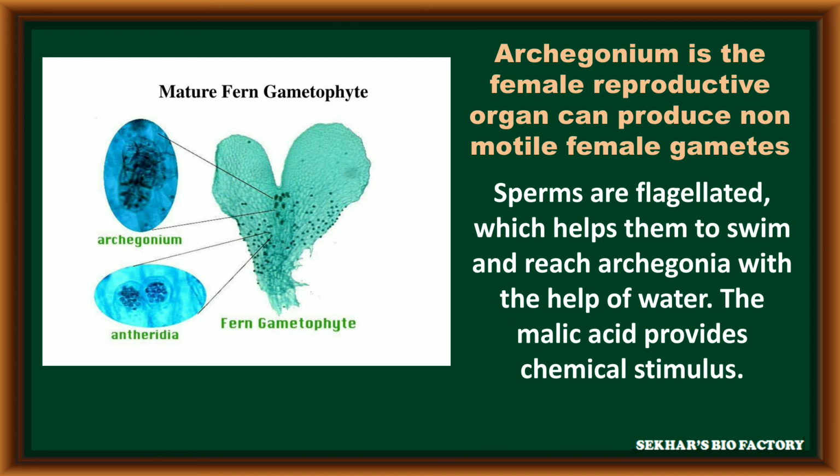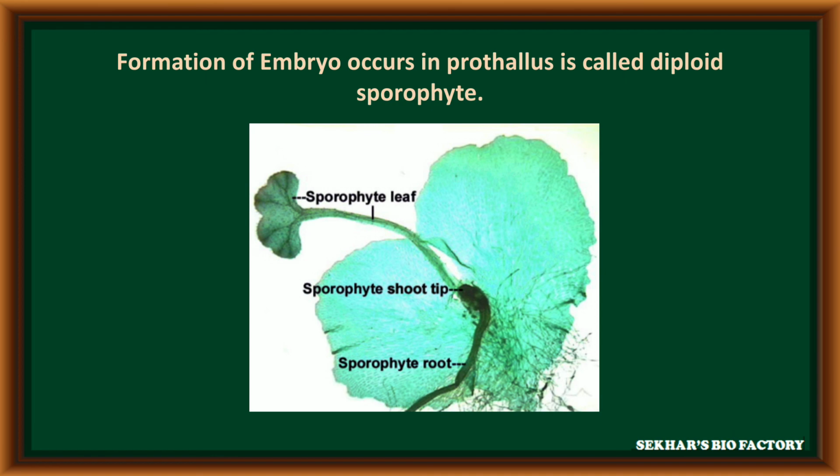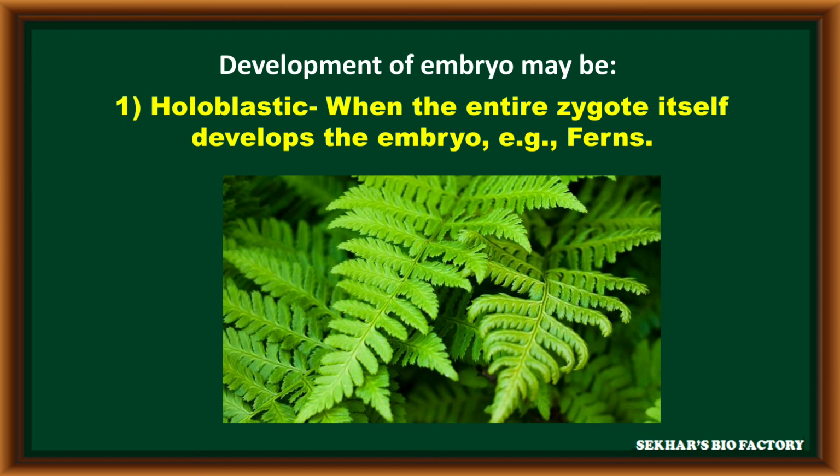The sperms or male gametes are flagellated in nature, and can swim and reach the archegonium with the help of water. At this time, chemicals like malic acid provide a chemical stimulus. Male and female gametes fuse to form a diploid zygote. In pteridophytes, the embryo formed in the prothallus develops into a diploid sporophyte. This development of the embryo takes place by two methods.